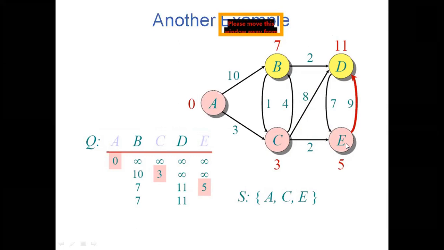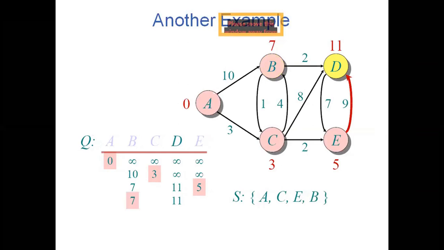what is the directed edge? There is a directed edge to D. Now you can update D. So at E, the value is 5. Now at D, it is 5 plus 9, 14. 14 is greater than 11. So you can keep the value at D as 11. Since we compare these two, always the minimum value should be considered.